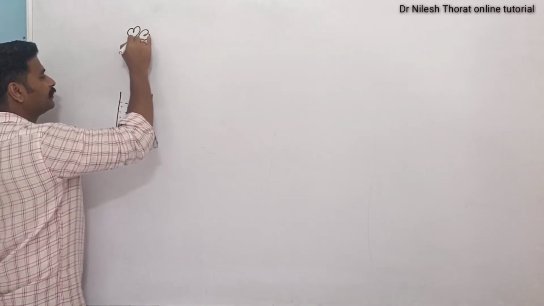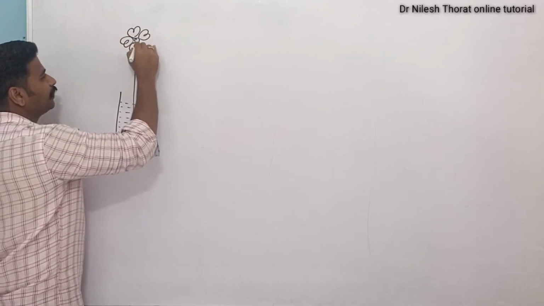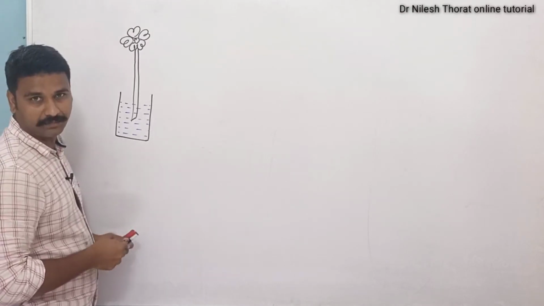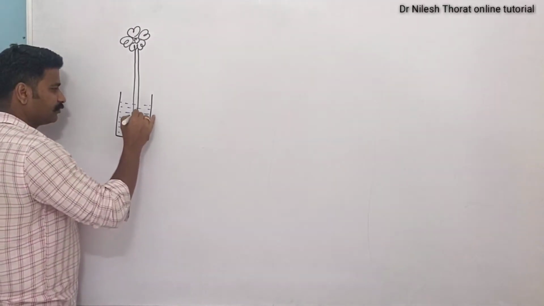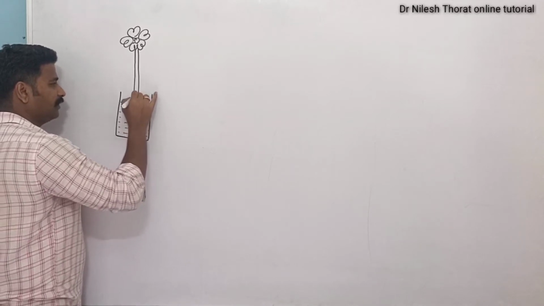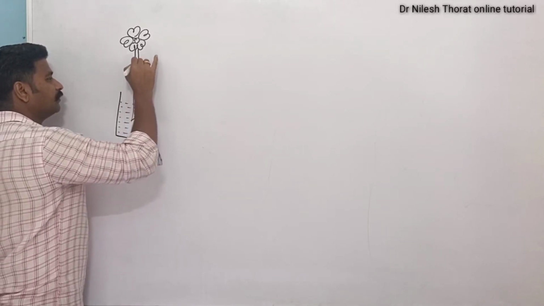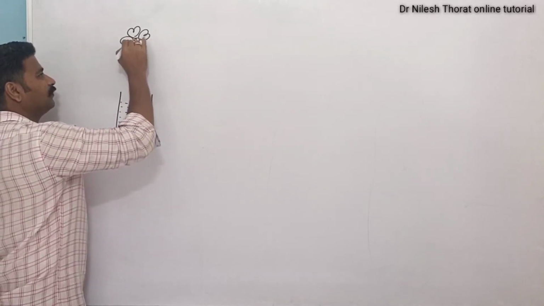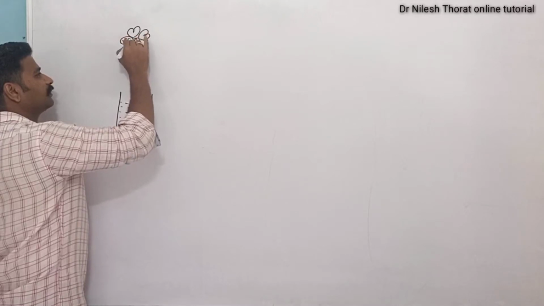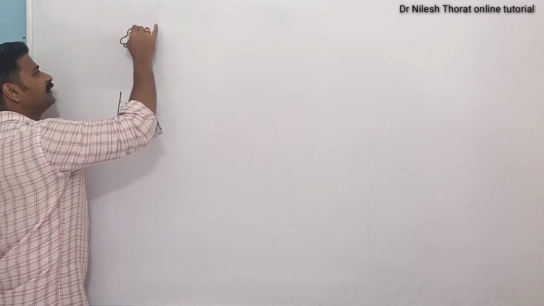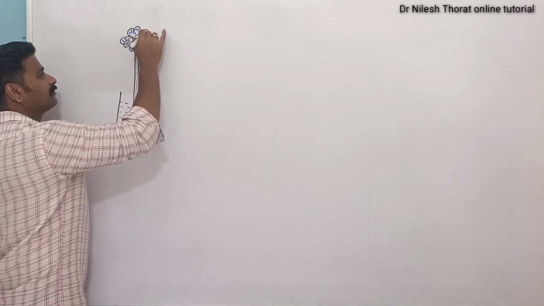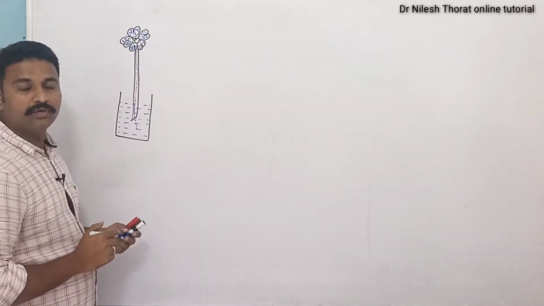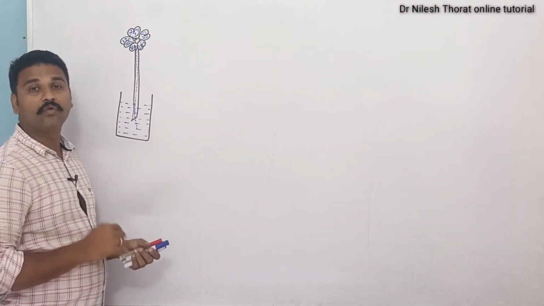So this is a white flower, and after a few hours this ink solution can be seen to reach up to the top. The ink solution will move from the beaker to the flower, and this flower, which was white earlier, has now turned blue. So this early experiment demonstrated that water gets transported over a very long distance in plants.